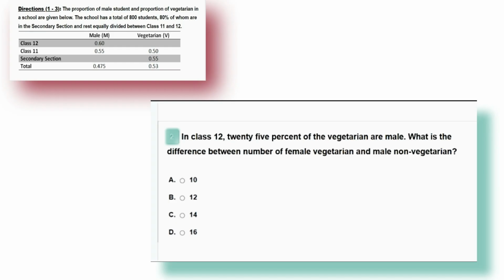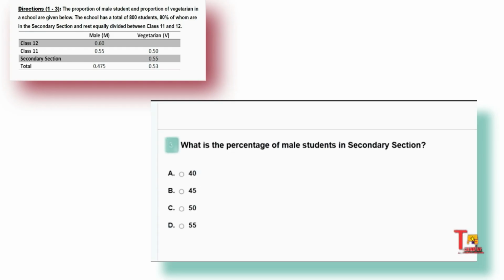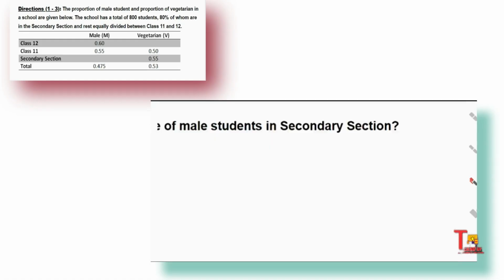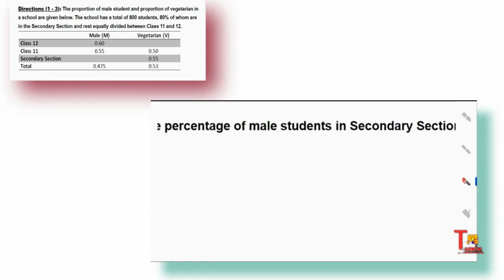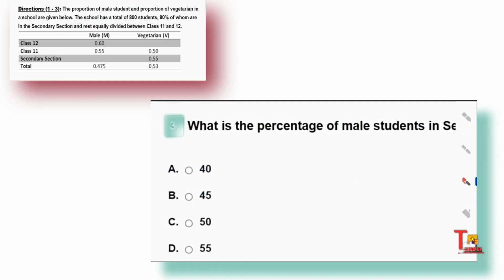Okay, so now let's go to the third problem, which can be asked from the same section. That is, what is the percentage of male students in the secondary section? So how to calculate that? So the instructions are given, right? Our task is to calculate the percentage of male students in the secondary section. The percentage of males in the secondary section is not given, so we have to calculate that as we calculated the class 12 vegetarians. Okay, so how will we do that?